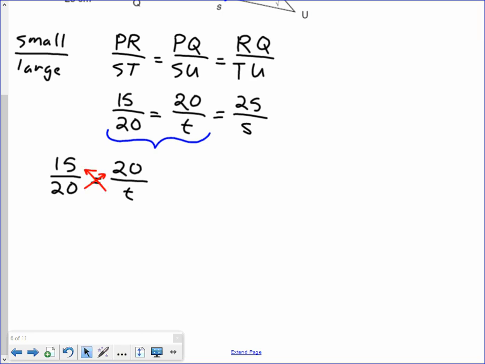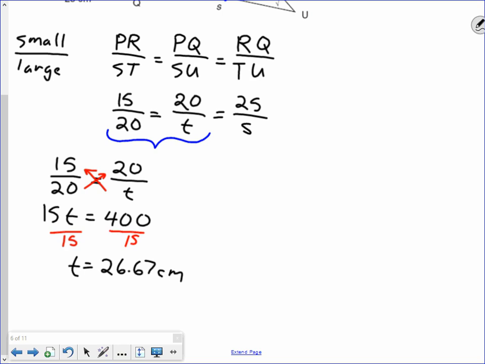Okay, 15 times T is going to give us 15T. 20 times 20 is going to give us 400. And then we're going to just divide both sides by 15 to isolate T. T is going to be, let's see, 400 divided by 15 is 26.67 centimeters. So there's the length of one of our unknown sides.